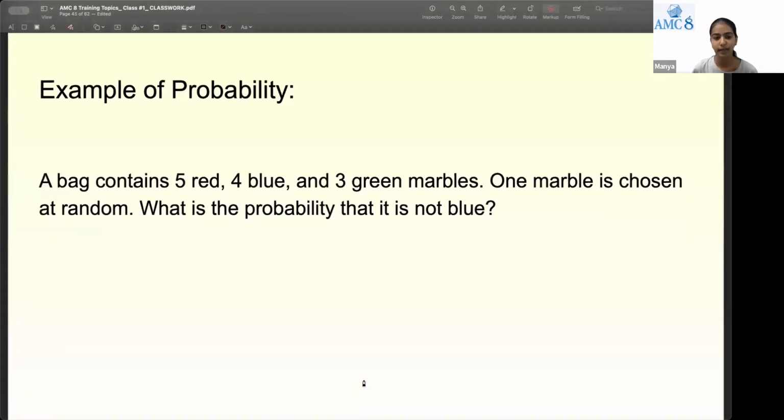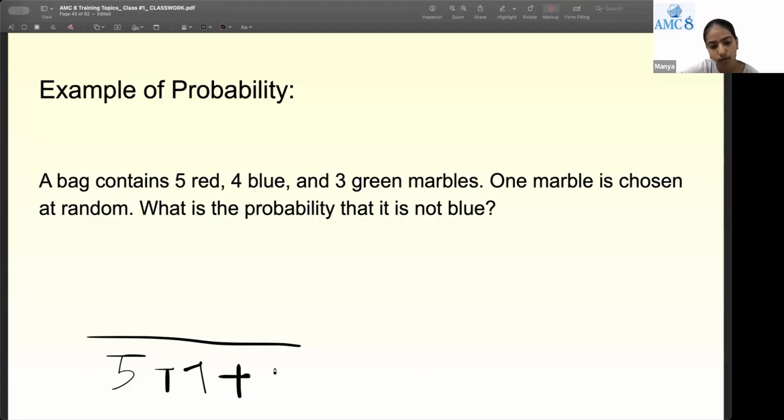Suppose that a bag contains 5 red, 4 blue, and 3 green marbles, and 1 marble is chosen at random. What is the probability that the marble is not blue? First, what is the total number of marbles? That would simply be 5 plus 4 plus 3. Once again, this is the total number of marbles there are.